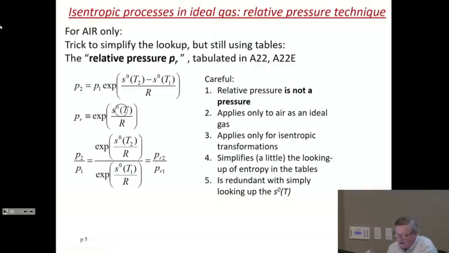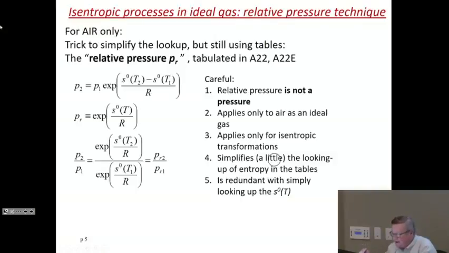If you have this as a definition, and you have that as an equation to look for your change in pressure, then you can work out the algebra. P2 over P1 is this first exponential of S naught of T2 over R, which is PR2, and then exponential of S naught of T1 over R, which is here, which is PR1. So the ratio of the pressures is the ratio of these relative pressures. It's not a pressure. It applies only to an ideal gas such as air. It applies only for isentropic transformations, so you still have to make the corrections for irreversibilities.